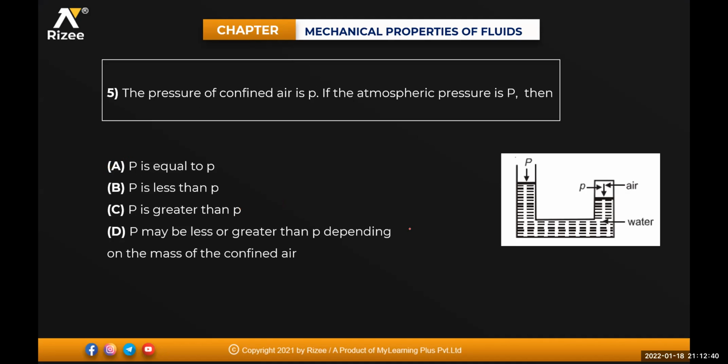Sure. Next one. The pressure of the confined air is small p. If the atmospheric pressure is capital P, then capital P is equal to small p. There are two conditions he has given, beta, capital P and small p. That's it. Okay. So here, if I'm talking about this one, it is closed. Here your pressure is small p. Atmospheric pressure is given as capital P.